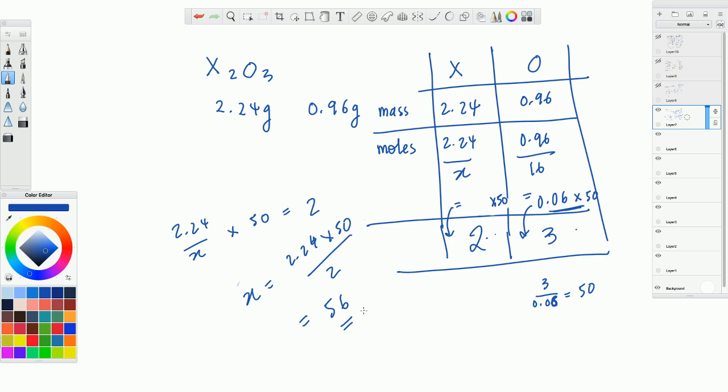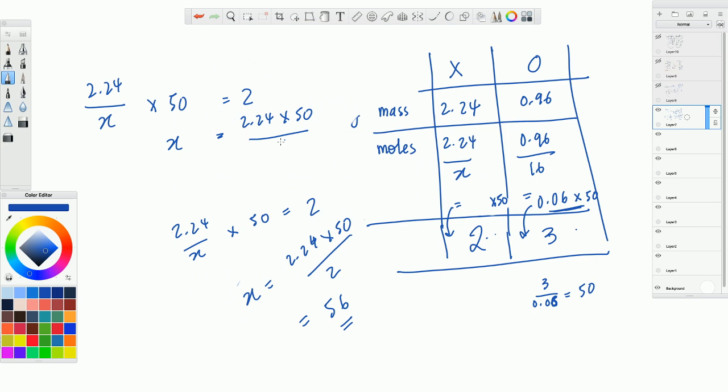Let me write it properly for you. 2.24 over x times 50 equals to 2. Therefore, x equals to 2.24 times 50 over 2 equals to 56. So, x is iron.